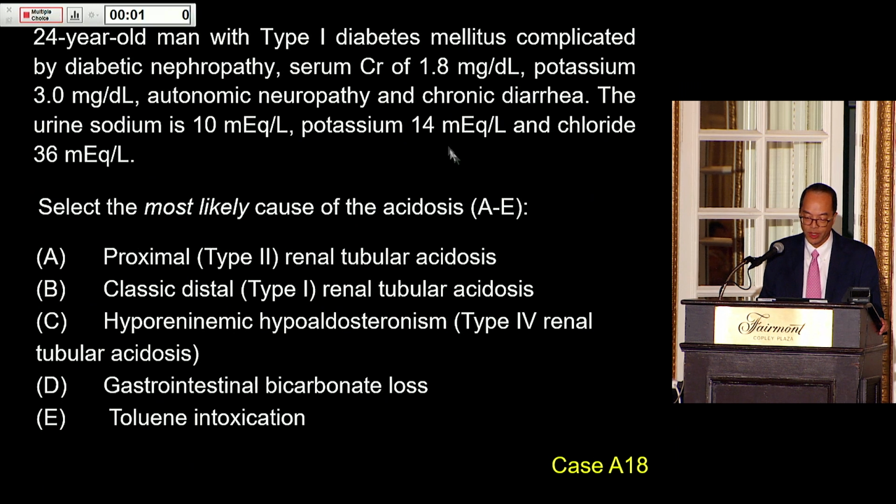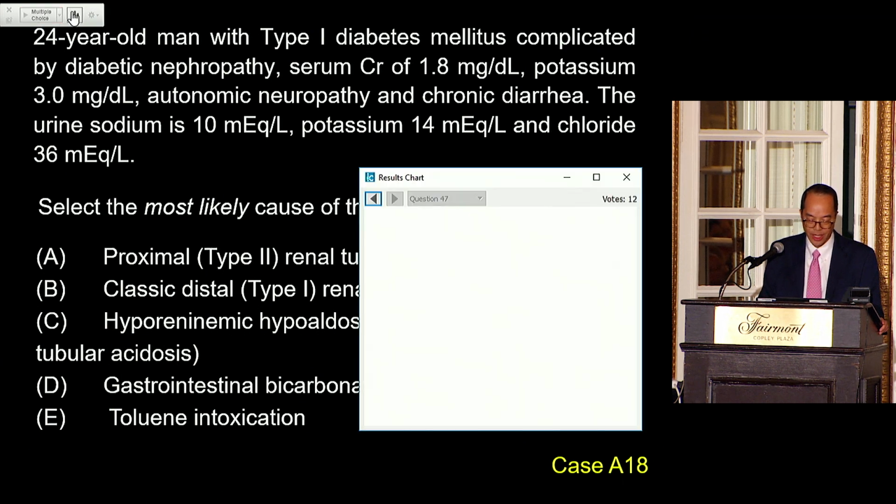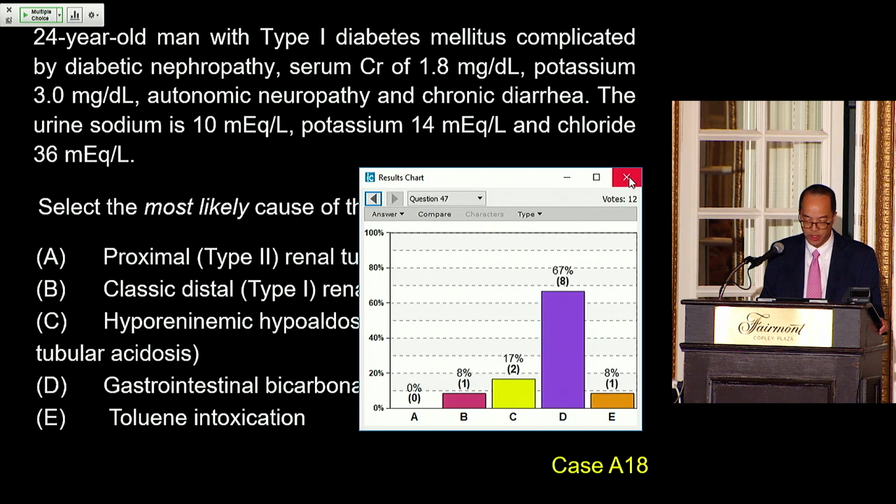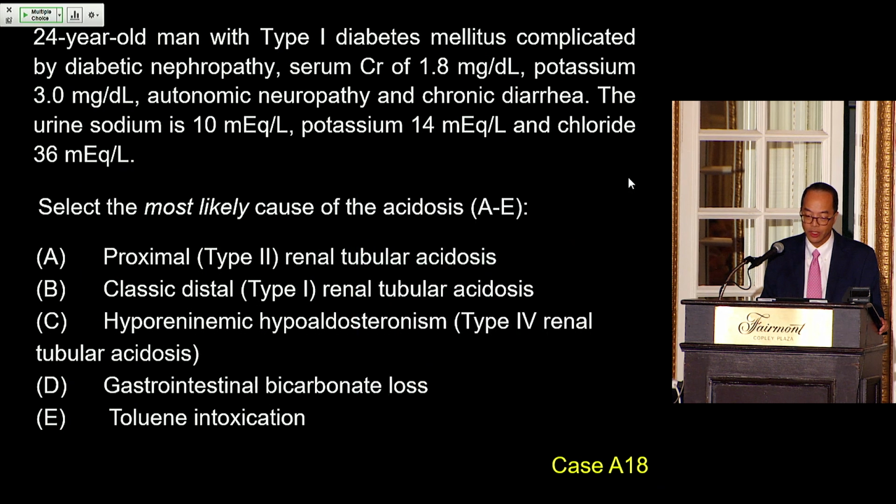A 24-year-old man with type 1 diabetes, creatinine of 1.8, K of 3, autonomic neuropathy and chronic diarrhea, urine lytes as shown. Okay. All right, good. Most of you chose D. So the key here is the urine anion gap is negative, which is appropriate, so it must be due to diarrhea.